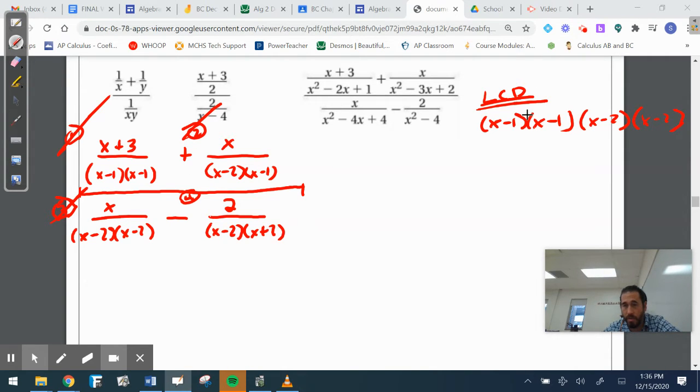There's an x minus 2 already up there. There's not an x plus 2, though. So then I got to add an x plus 2. Oh my God, that's the longest LCD ever.